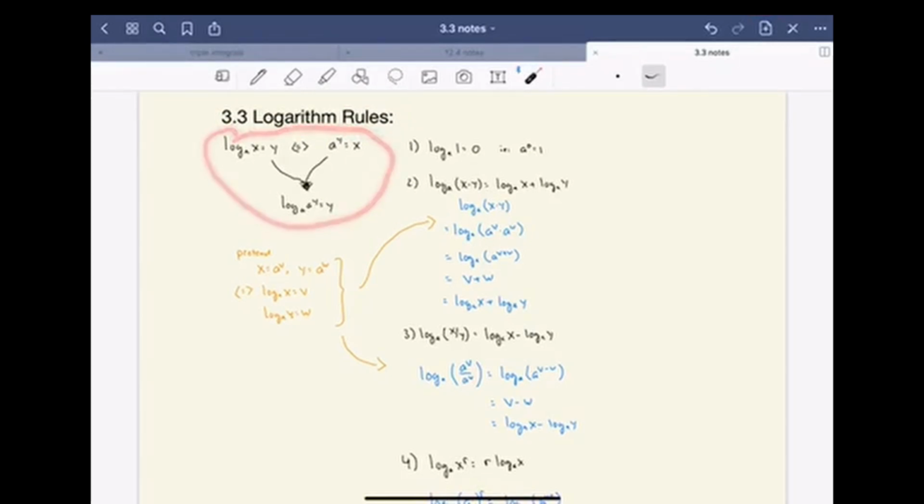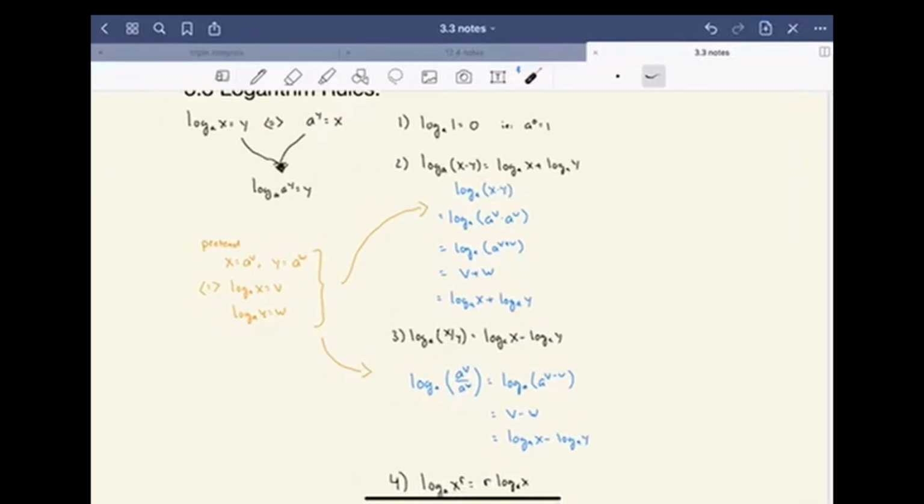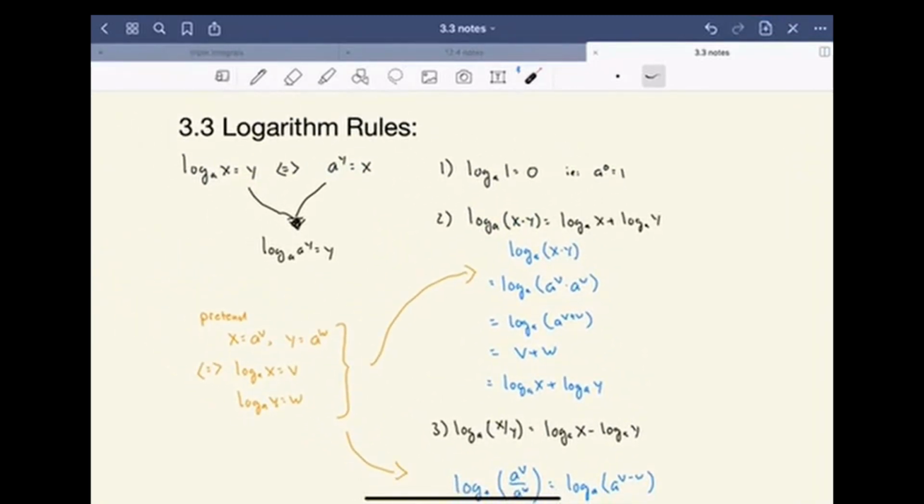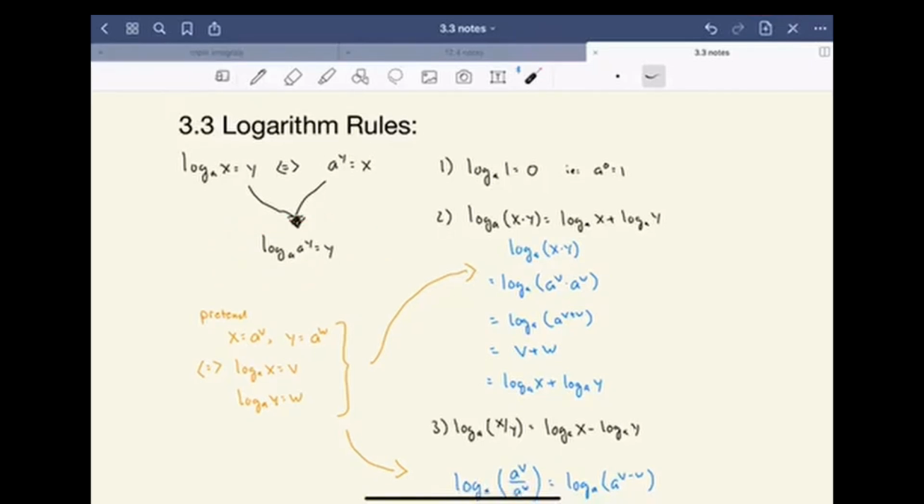So the logarithm, remember, it's just the inverse of the exponential. Logarithm base a of x equaling y is equivalent to saying that a raised to this power y equals x. I like to think of it as this expression here: logarithm base a of a to the y equals y. So from this expression, we can actually get our major logarithm rules.